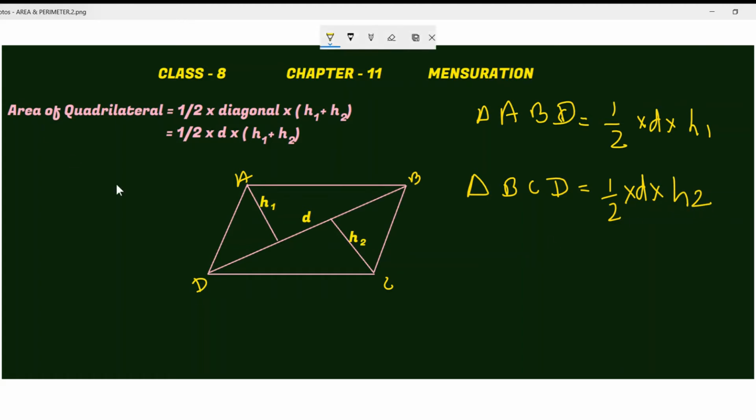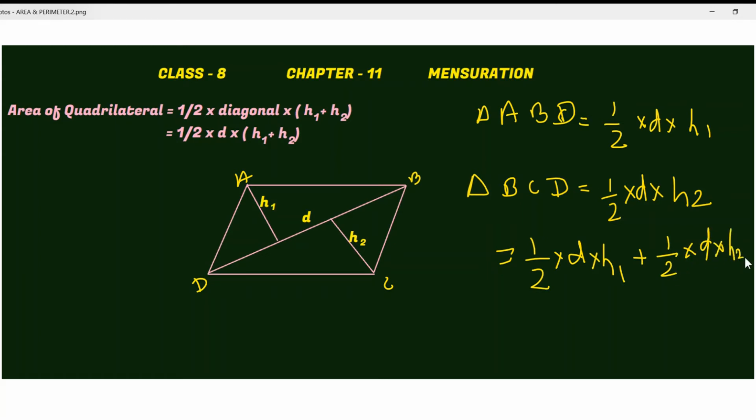So if we want to find out the area of this quadrilateral, we need to add these two triangle areas. So half into D into H1 plus half into D into H2. Here you can see half and D are common in these two terms, so we are going to take them out as common. Then the remaining parts in the two terms are H1 plus H2. In this way we have derived this formula.